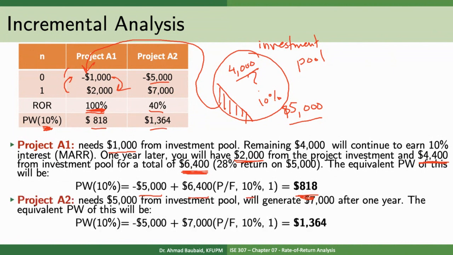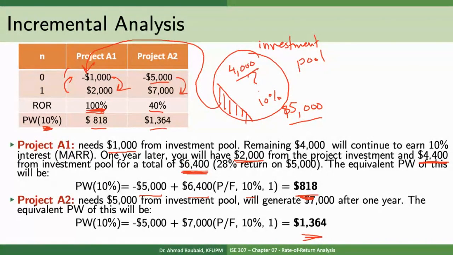And you can do the same thing for project 2. However, notice that for project 2, you're investing the complete investment pool. So it's just the $5,000 that's completely invested in project A2, and it's going to generate $7,000 after 1 year. And this is its present worth at the MAR rate of 10%. So this is the picture, going back to the investment pool concept.